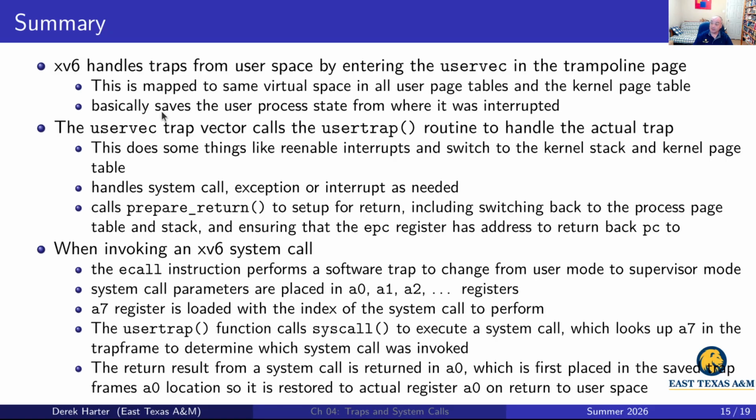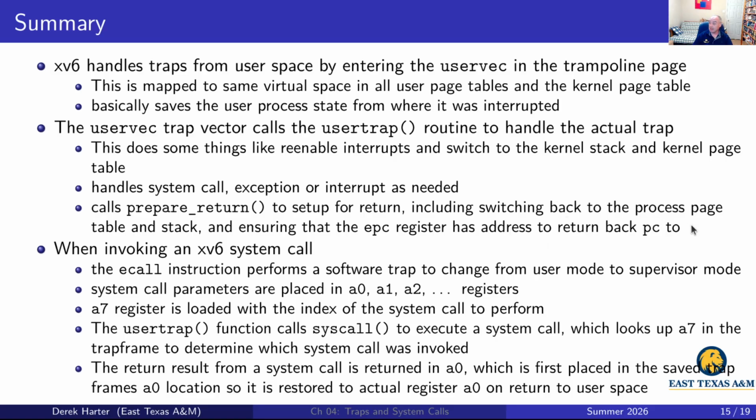The uservec ends up calling the usertrap C function. That routine is what actually handles the trap. It does some things like reenable interrupts, and this is where we switch to the kernel stack and the kernel page table. And then, there can be 3 kinds of traps. It could have been a system call that caused it, or an exception, or a device interrupt. So it figures out which one of those it was, and it does the right thing to handle the trap.